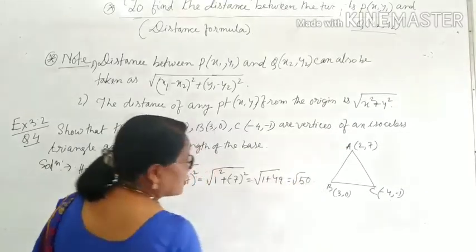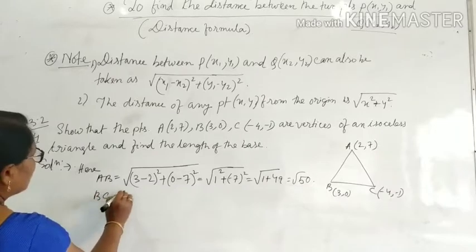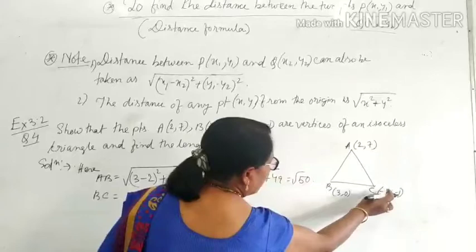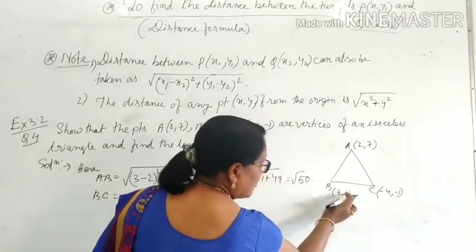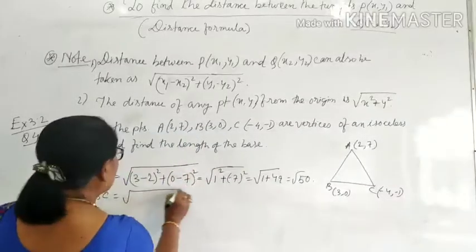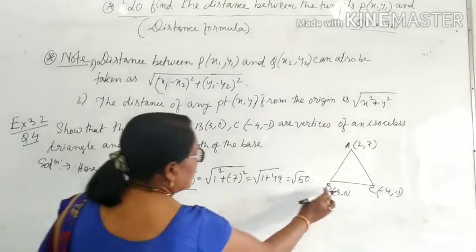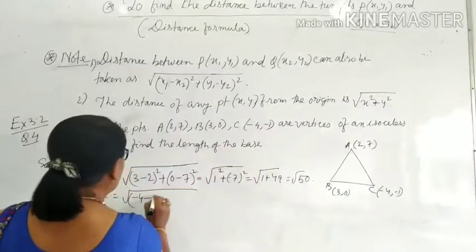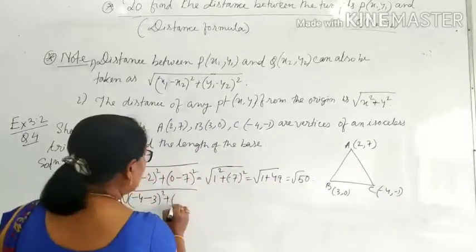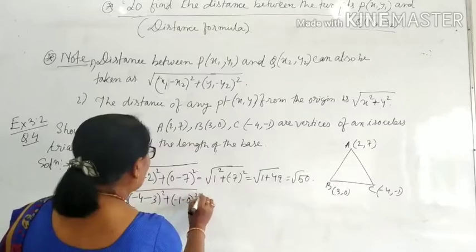From the first point, AB would have, then BC would have. I remember that the point C is not x2 y2, it's only x1 y1, apparently, but x1 y1, x2 y2. BC is x2 minus x1. I remember that x2 is minus 4, minus x1 is 3, whole square, plus y2, what is y2? Minus 1, minus y1, minus 0, whole square.